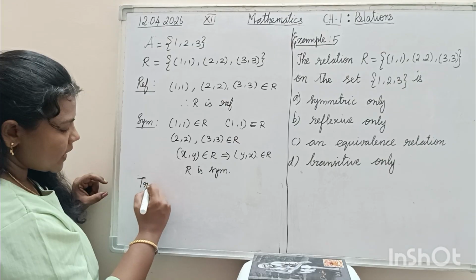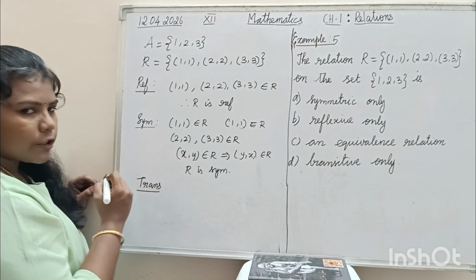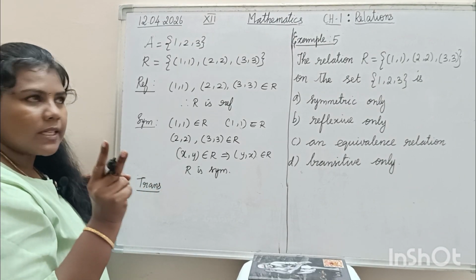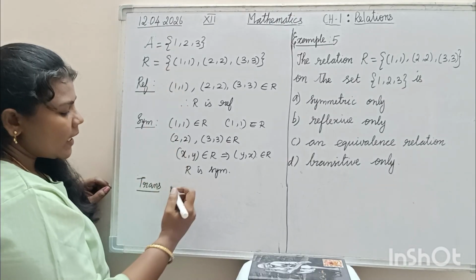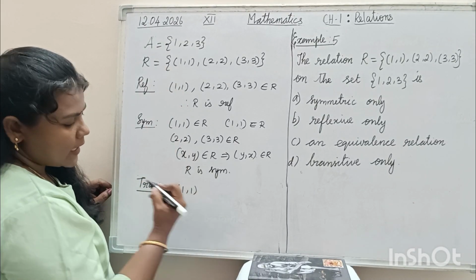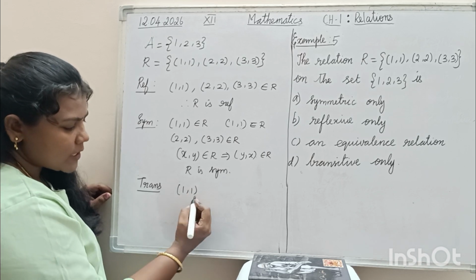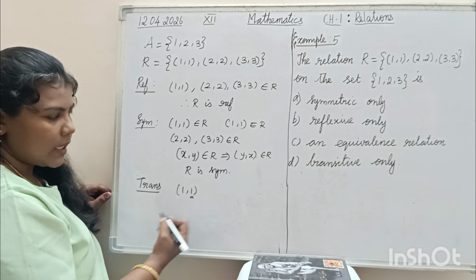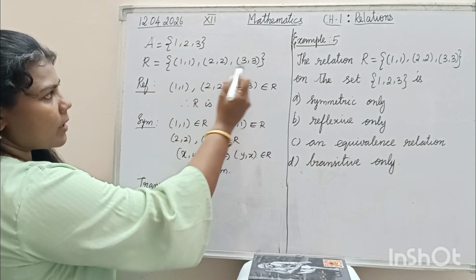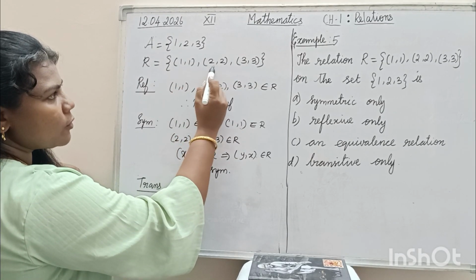Now, we move on to transitive. For transitive, we have to choose two ordered pairs from the relation set. First, I take the first element. To choose the second ordered pair, the condition is the second ordered pair should start with this element. But we do not have any such ordered pair. There is no ordered pair starting with 1.